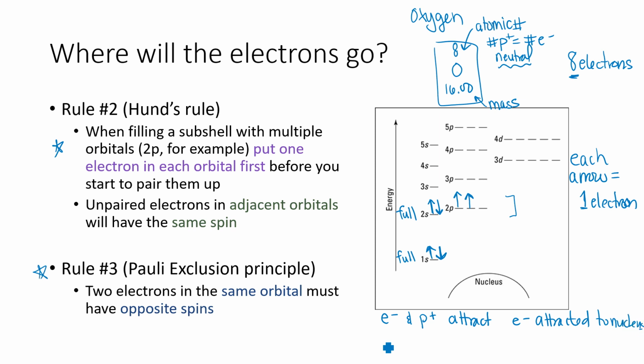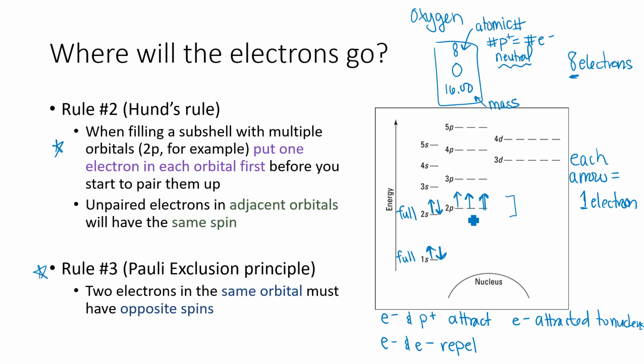Okay? But we also know that like charges repel. So 2 electrons, they have the same charge, they're going to want to repel each other. So it makes sense that they would be in separate orbitals. They're going to want to stay as spread out as possible. So these 2 electrons are going to be in adjacent orbitals. So that's 1, 2, 3, 4, 5, 6. My 7th electron is also going to go in its own orbital.